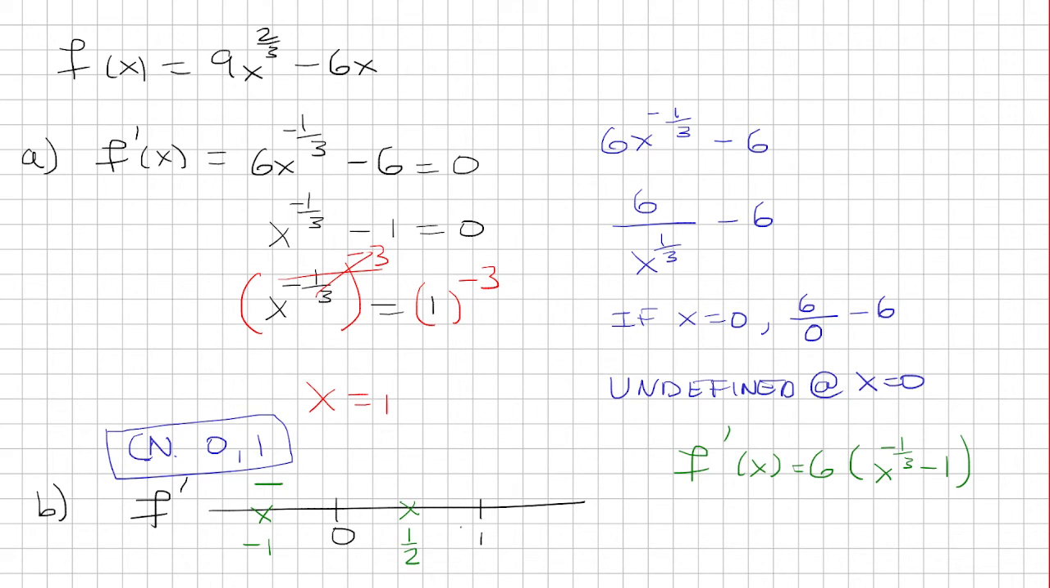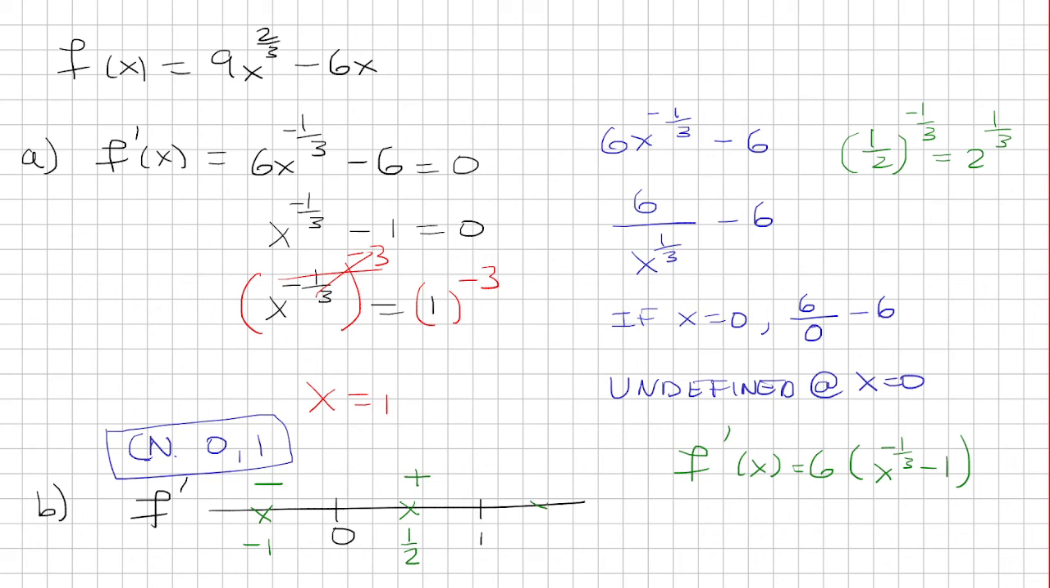Pick a value to the right of 0, let's say 1/2. 1/2 to the negative 1/3 power: the negative flips it, and then flips the 1/2 to make it 2, and then you just have 1/3 left over. So it's just the cube root of 2 minus 1. Well, that's going to be greater than 1 minus 1, so that's positive.